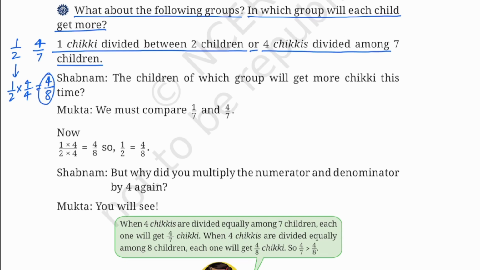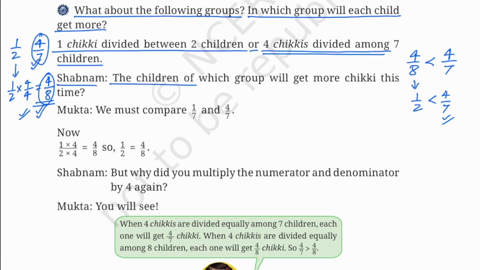You have to compare 4 upon 8 with 4 upon 7. 4 upon 8 means 4 things are distributed in 8 children, and 4 upon 7 means 4 things are distributed in 7 children. Since number of children is more here, the share will be less. So you can say 4 upon 8 is less than 4 upon 7, or you can say 1 upon 2 is less than 4 upon 7. So in the second case, share will be more.